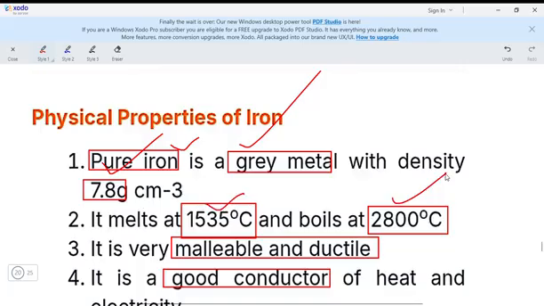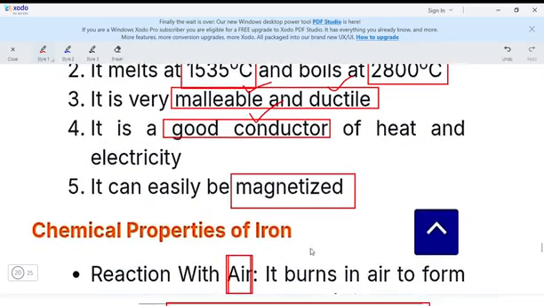Meaning the iron can turn to liquid at a temperature of 2800. Then it's very malleable as iron. Remember that metals, most of them are malleable. You can hammer them. They are ductile. You can draw it to wire. It is a good conductor of heat and electricity. It can easily be magnetized. Iron can be attracted by a magnet.